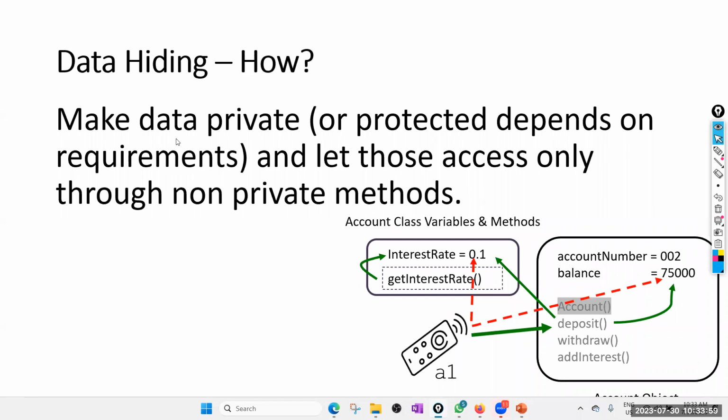So make your data variables private and let your non-private methods access them.